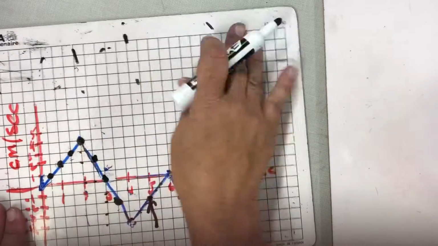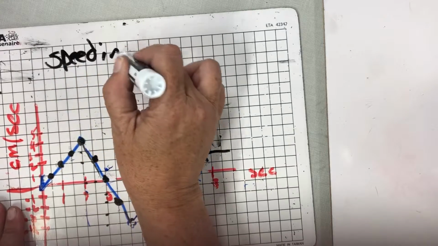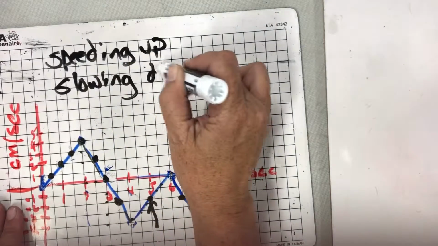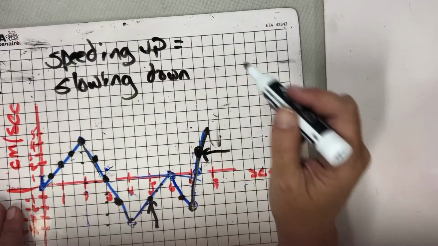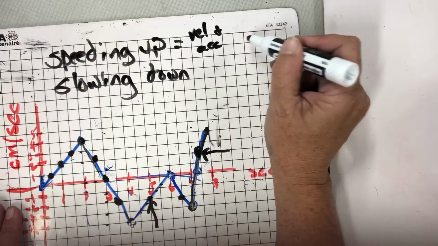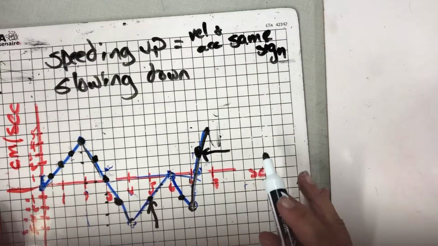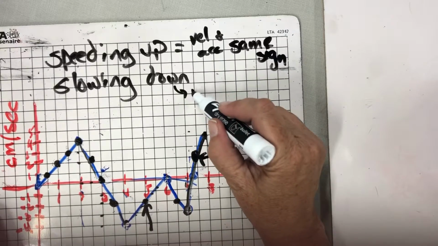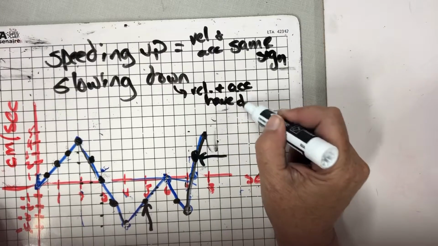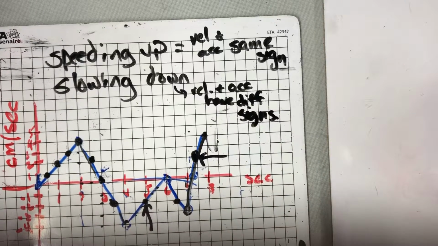What ends up getting confusing is when we talk about these two terms, speeding up and slowing down. And basically, without doing the long explanation, it boils down to this. A particle is speeding up if velocity and acceleration have the same sign, like positive, positive, or negative, negative. And slowing down if velocity and acceleration have different signs. So when velocity and acceleration are working together, you are speeding up.